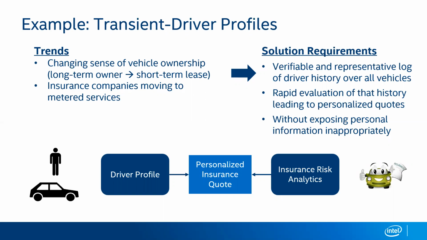So drivers are paying high premiums because they have to be rated at essentially the highest risk category, because there's no information about them. Similarly, the insurance companies are moving to these kinds of metered services, pay by mile, with very short-term commitment.